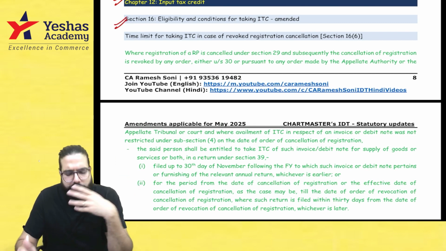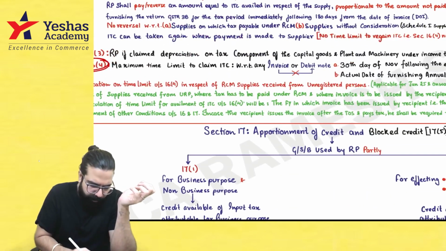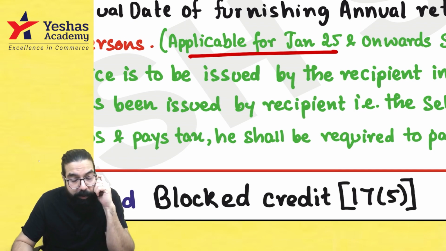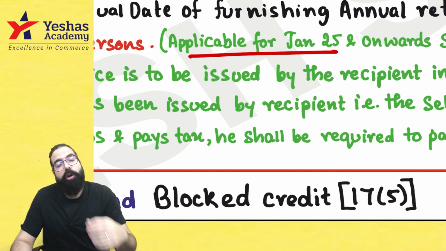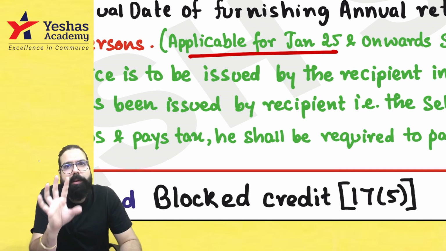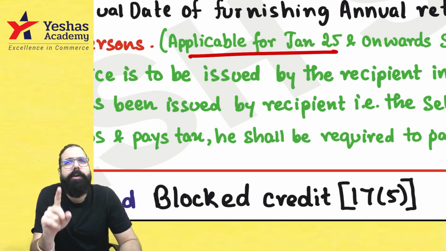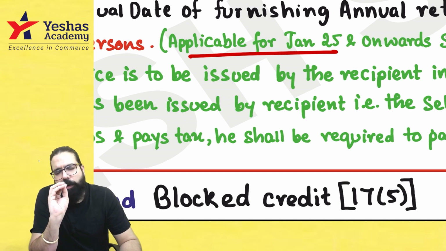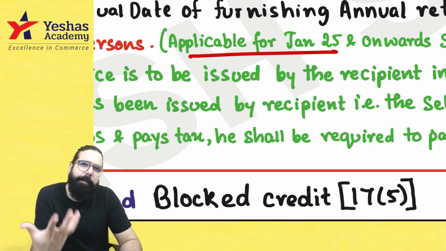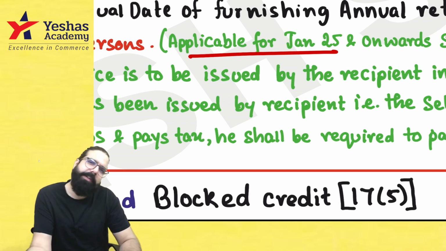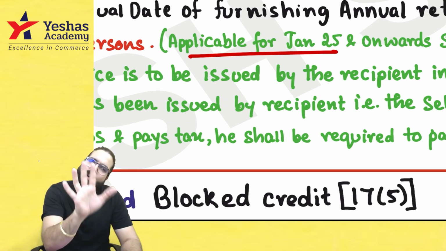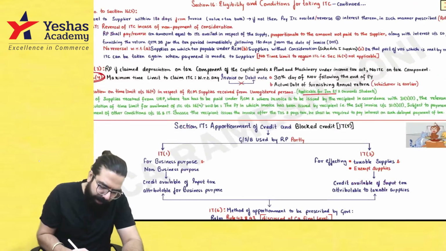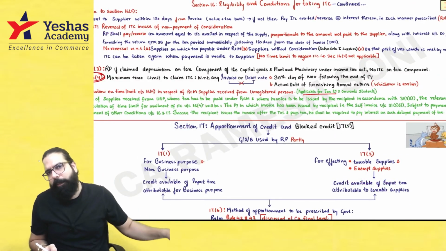Listen, sir, what about this? Baba, this amendment which was there, I had already told you for your January 25 exam. This was applicable for January 25 and we had already learned it. Sir, I don't remember. No problem. Go to my YouTube channel only. The January 25 amendments are also available on my YouTube channel. I'll recommend that students writing their exam in May 25 must see the January 25 amendments also. Done, sir. This point is clear. This amendment was applicable for January, and in the January 25 amendments, I've told you.